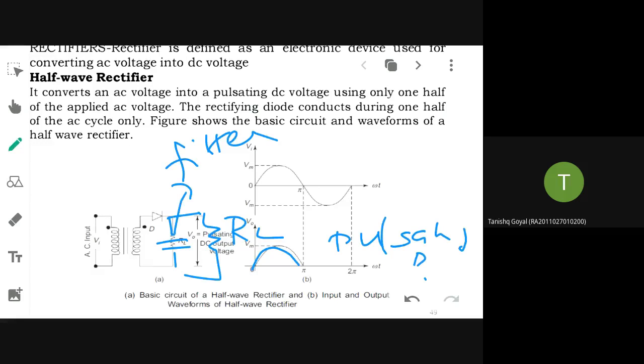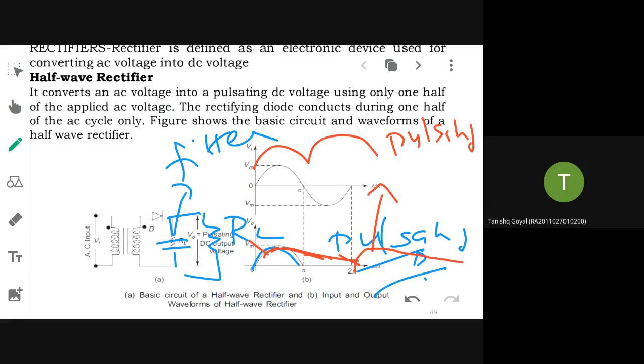When I add a filter here, what will be the change? Earlier, my output was pulsating DC. Now I want to convert it into almost an unidirectional DC. That will be possible with the inclusion of the concept called filtering. So the output that you will get will be just the envelope, like this. The red color waveform and the blue waveform, this is a pulsating DC. If you compare, the ripples are almost less when you see the filtered output.